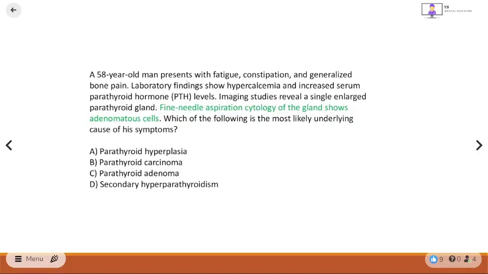See this 58-year-old man presents with fatigue and constipation, generalized bone pain, symptoms of hypercalcemia. Laboratory findings show hypercalcemia and increased serum parathyroid hormone levels. Imaging studies reveal a single enlarged parathyroid gland, single enlarged, so this is adenoma. Fine-needle aspiration cytology of the gland shows adenomatous cells. Which of the following is the most likely underlying cause of these symptoms? Parathyroid adenoma. This is the cause, right? Or primary hyperparathyroidism, not secondary.